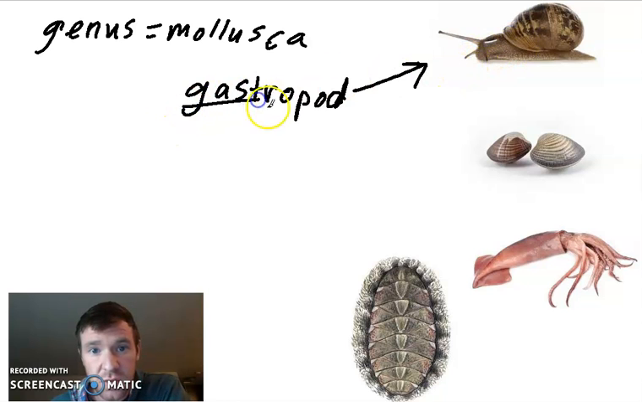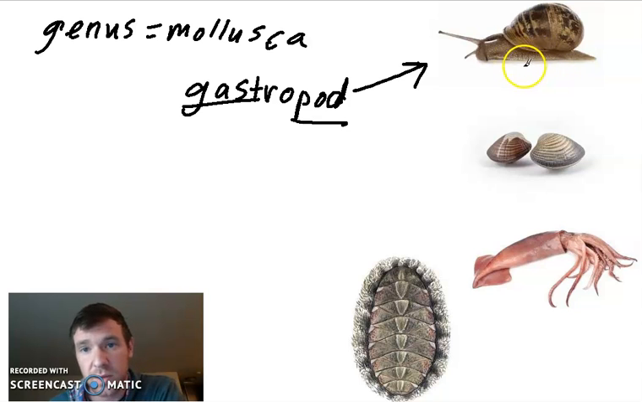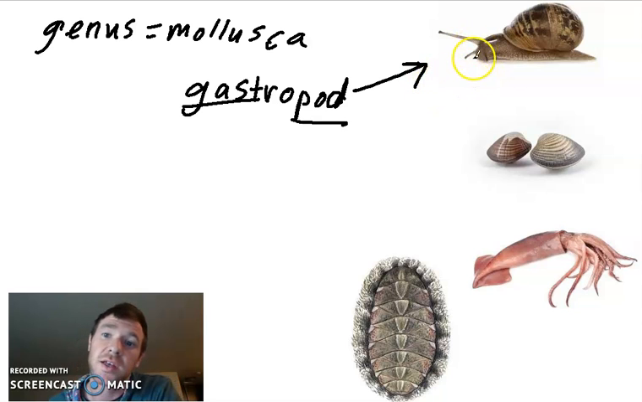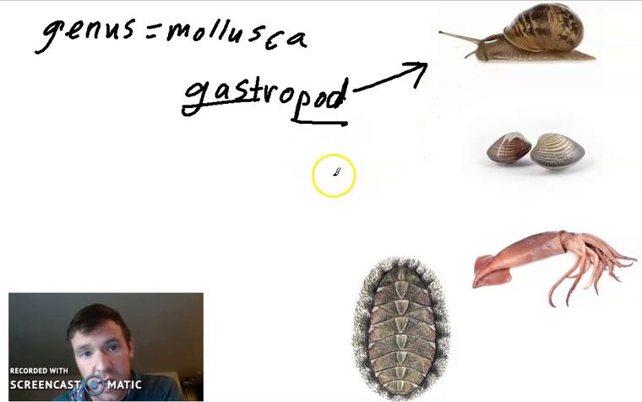The gastro means stomach, pod means foot. It walks on its foot, or on its stomach, excuse me. The snail has a radula, which is a scraping mouth part to help scrape up its food, and has sensory antennas. The next class in the Mollusca is the bivalves.